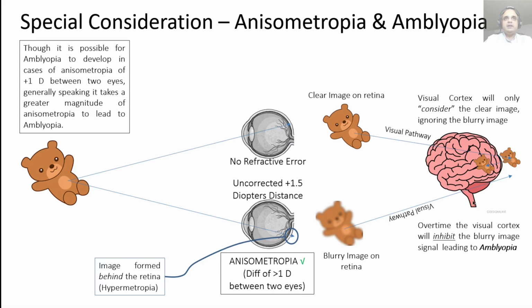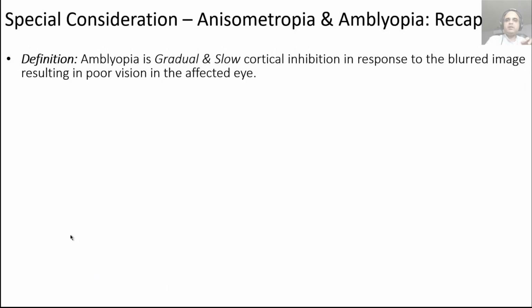So the pathway is inhibited and this eye would slowly start losing its vision, which is called amblyopia. And because this amblyopia is because of anisometropia, this type of amblyopia is called anisometropic amblyopia. Let's recap what we have discussed so far with regards to anisometropia and amblyopia.